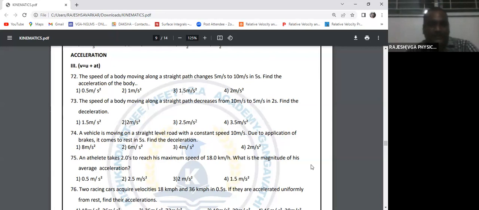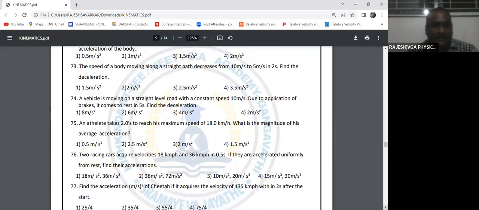The second one, the speed of a body moving along a straight path decreases from 10 meter per second to 5 meter per second. Here, final velocity is 5 meter per second. Initial velocity is 10 meter per second. So, v minus u gives minus 5 by 2. That is minus 2.5 meter per second square. When they told deceleration, automatically negative sign is there in the definition itself. So, you can give the magnitude. Deceleration is minus a. So 5 by 2 is 2.5 meter per second square.